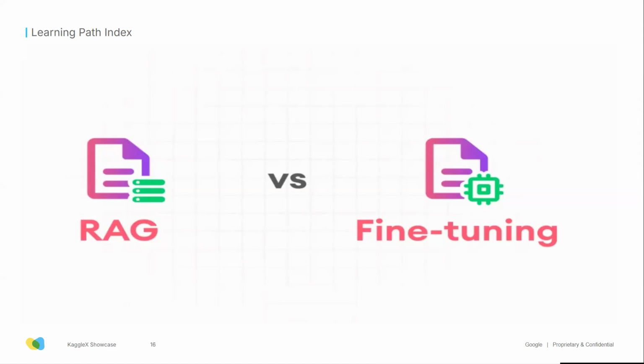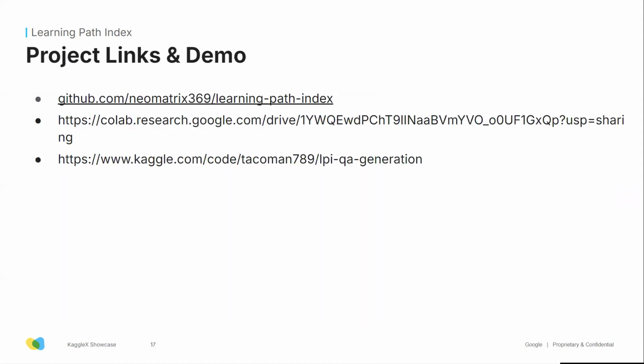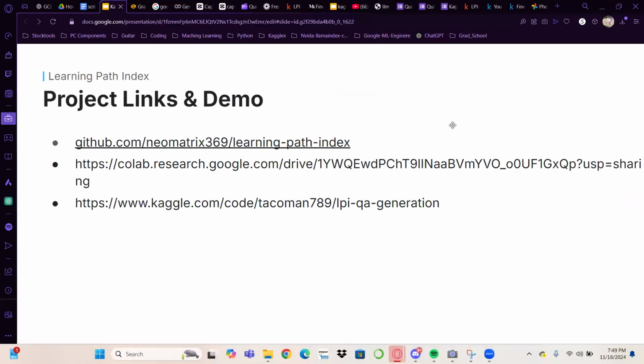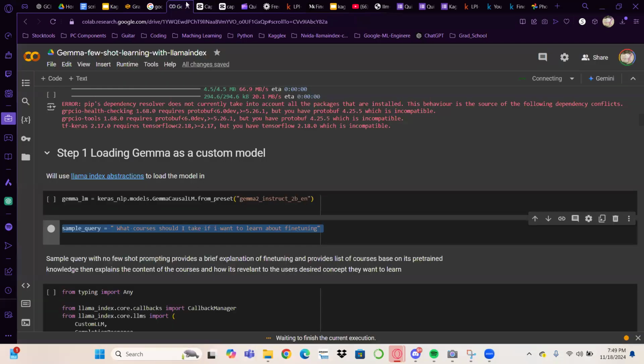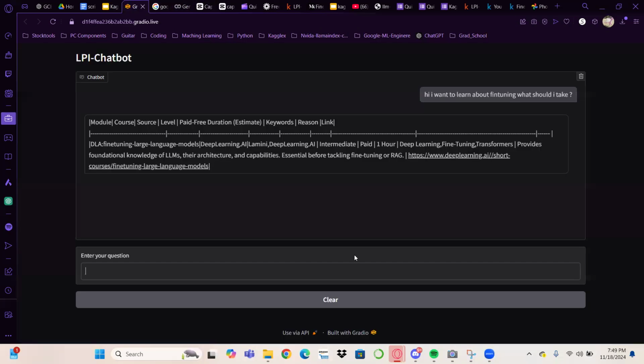And now let's see an example of a demo. These are the links for all my notebooks that you can test out, including the demo. When testing the demo in that notebook, we see that when I say, hi, I want to learn about fine-tuning, what should I take? It returns this tabular form.